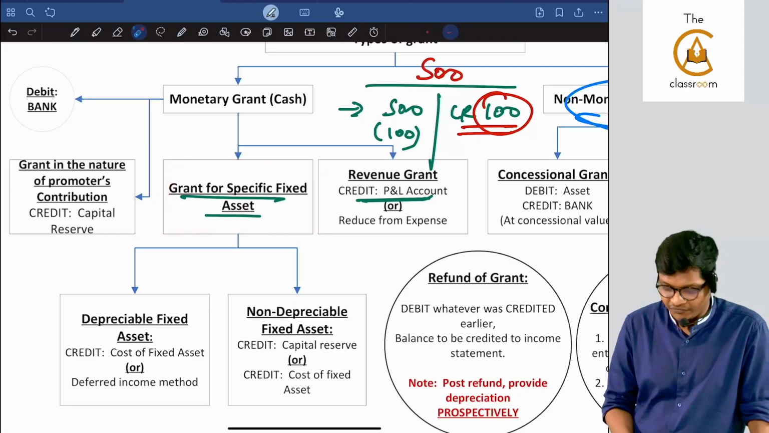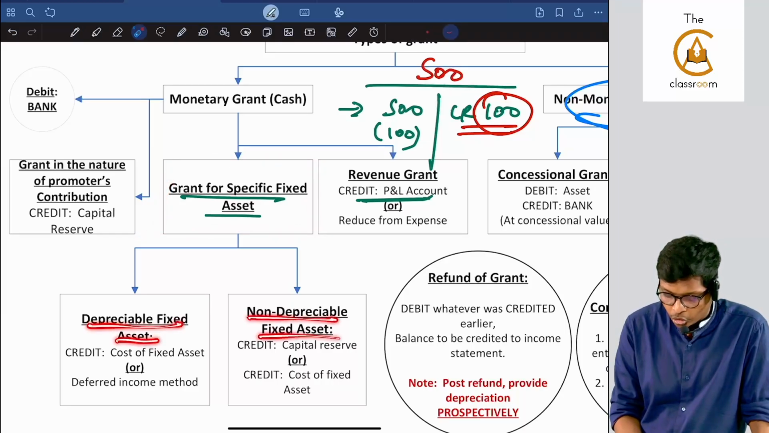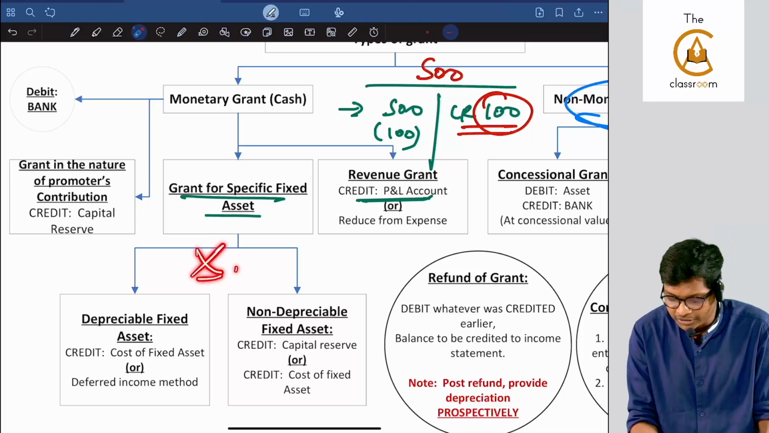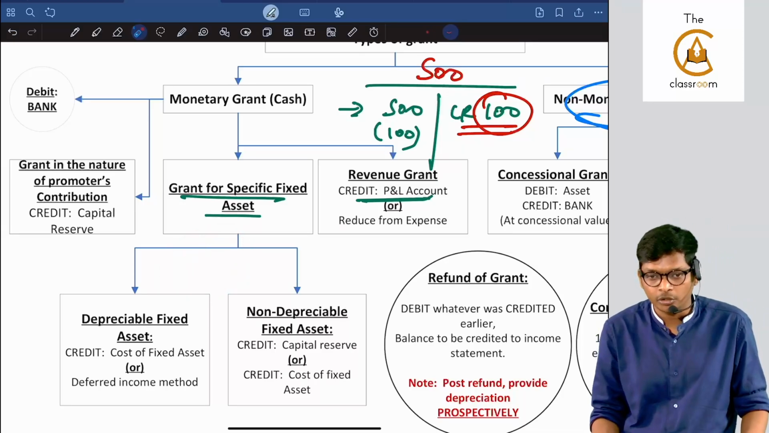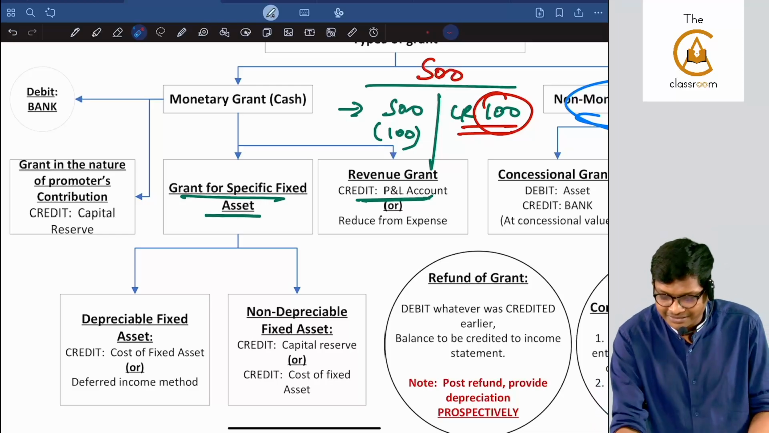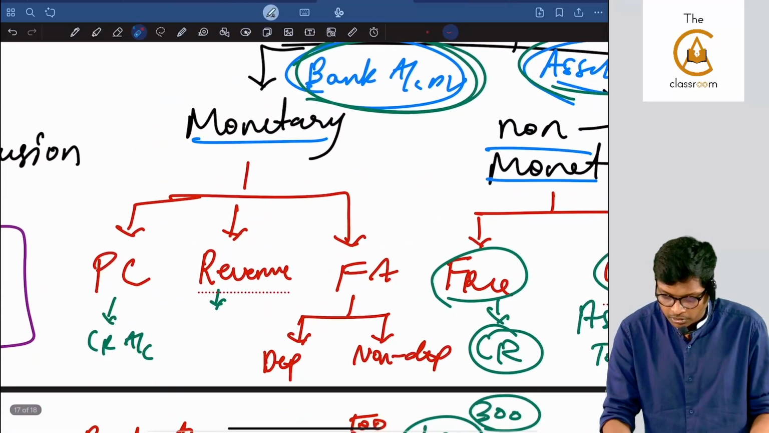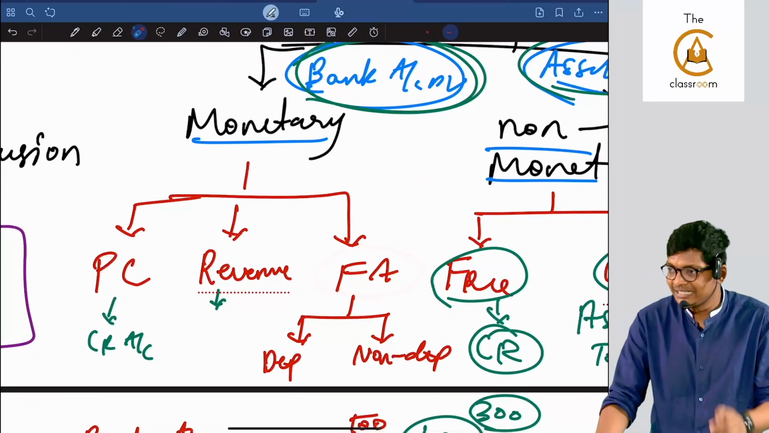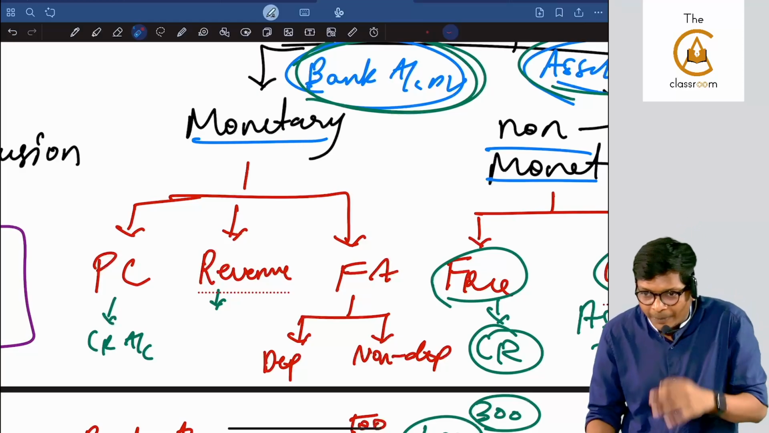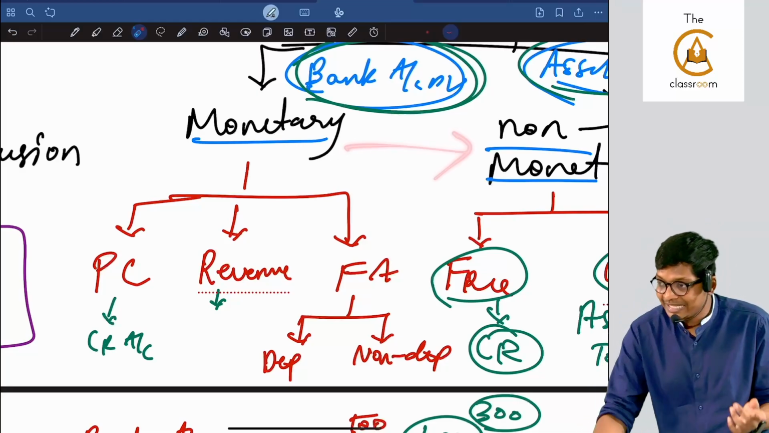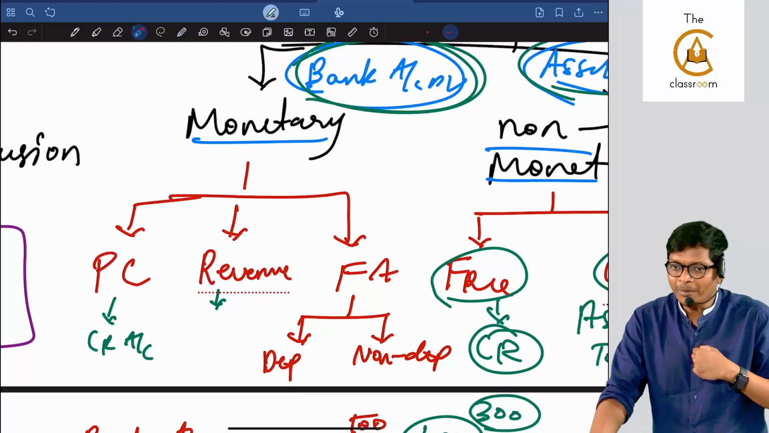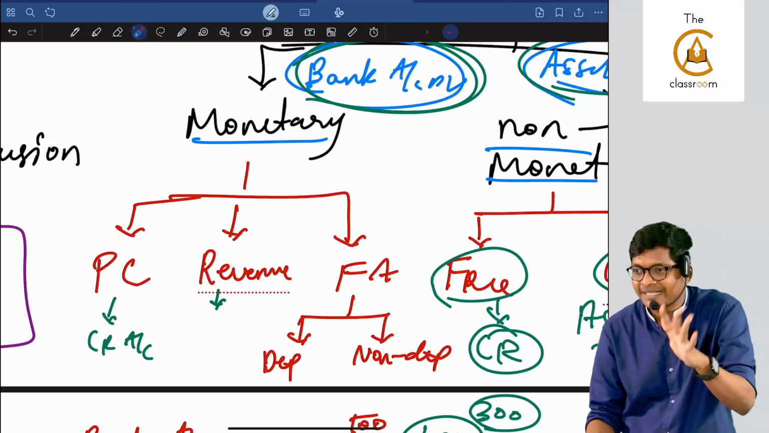Here they classify as depreciable and non-depreciable asset. This is the most important area in the standard. Most of the sums and complexities come over here only. Here, for fixed asset, government is giving you money to buy the asset. Are you following, guys? In the previous non-monetary case, they gave you the asset itself. Now government is giving you money, asking you to buy the asset.